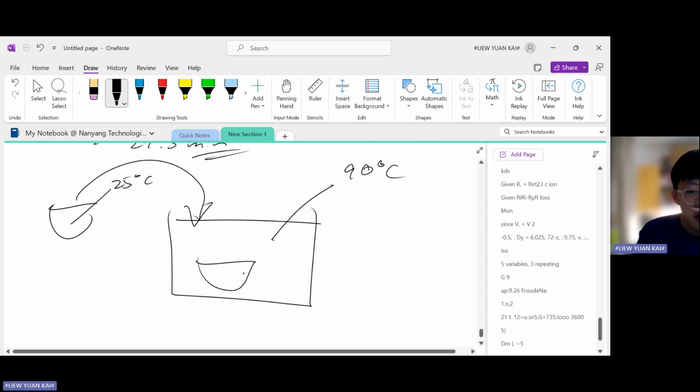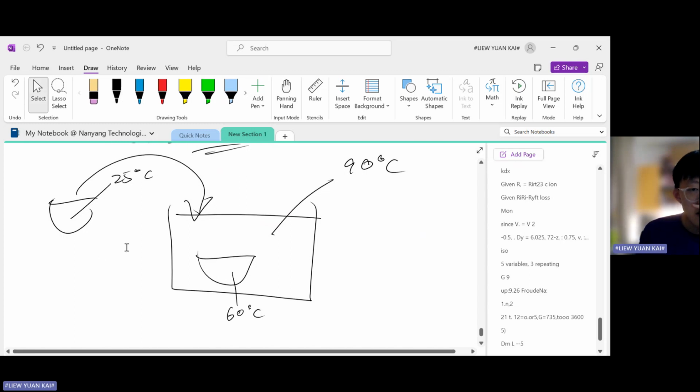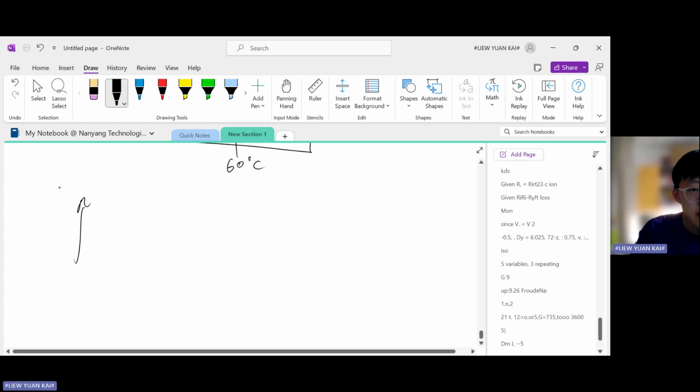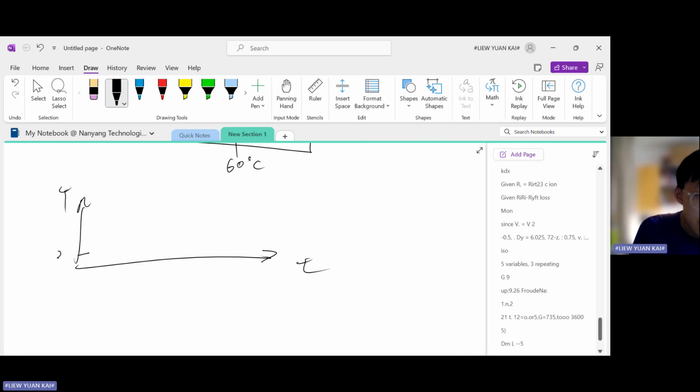Then the temperature rises until it reaches 60 degrees Celsius. Okay, so let me draw a graph of temperature against time. So this is temperature, this is time. So they're asking us, at first we have 25 degrees Celsius. Then the temperature rises like this, until it reaches 60 degrees Celsius.